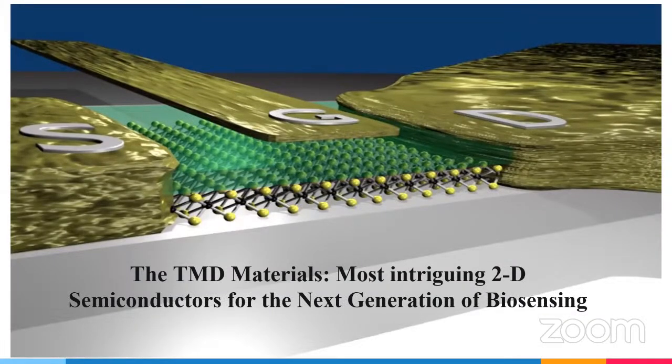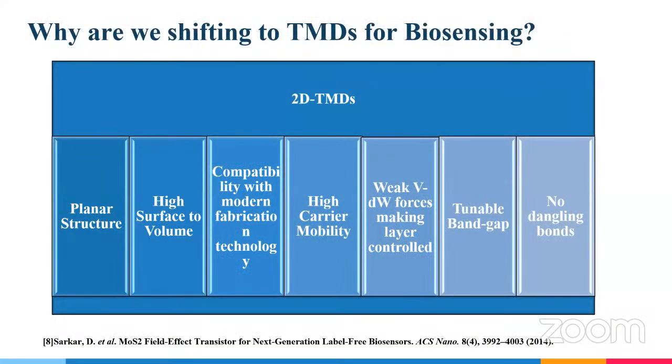As sir has already mentioned, this is the most intriguing semiconductor for the next generation. So we have also studied TMD material for our biosensing purpose. So why are we shifting to TMDs? There are some specific qualities of TMDs that make it lead against silicon-based biosensors. It is a planar structure, so it has a high surface to volume ratio, more as compared to silicon.